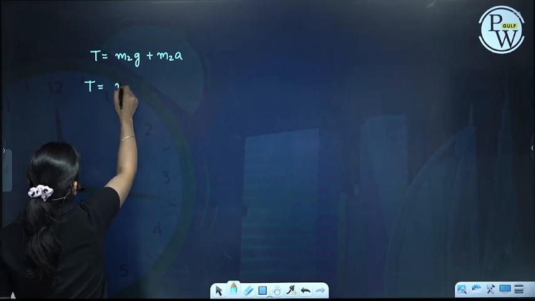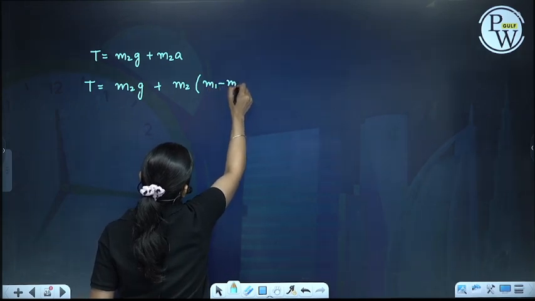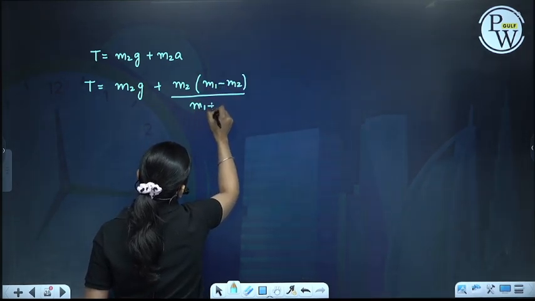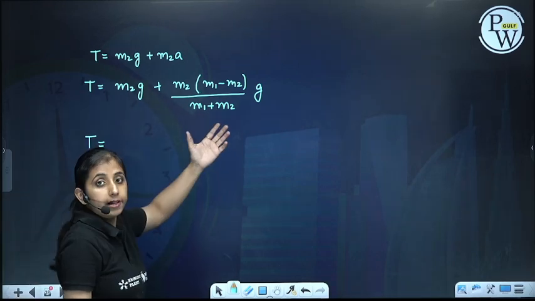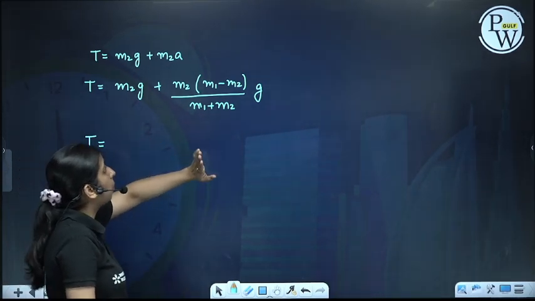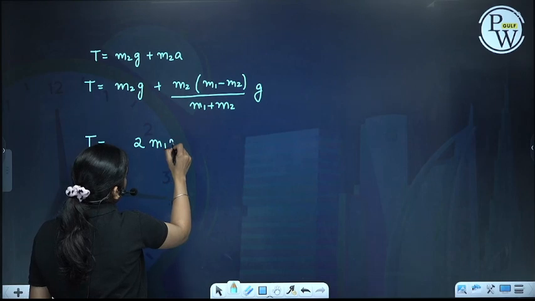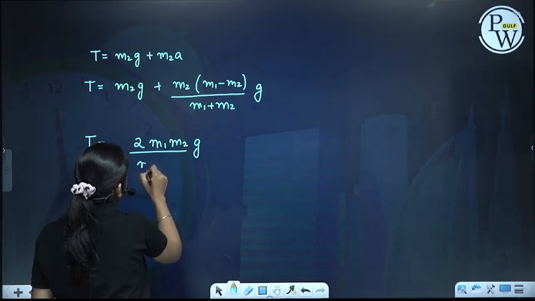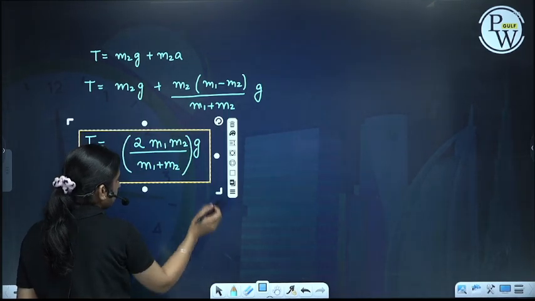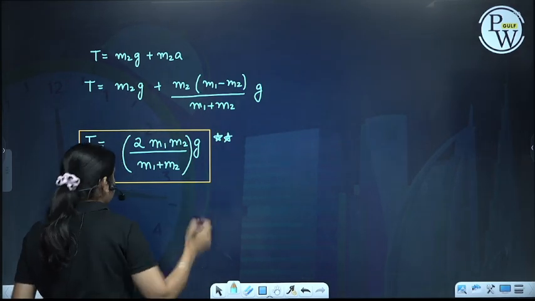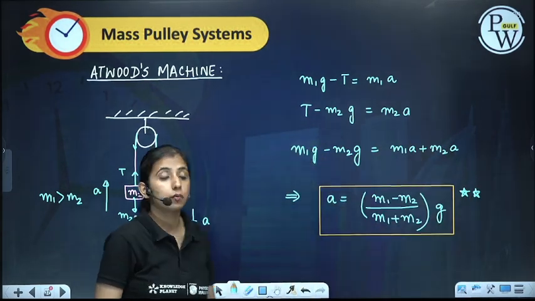Substitute the value of acceleration, which is m1 minus m2 divided by m1 plus m2 into g. Now when we take the LCM, which will be m1 plus m2, g will come out as common, so factors will get cancelled out. What we will be left with is 2 m1 m2 into g divided by m1 plus m2. Okay, this is the tension in the string and this will be the acceleration of the blocks.